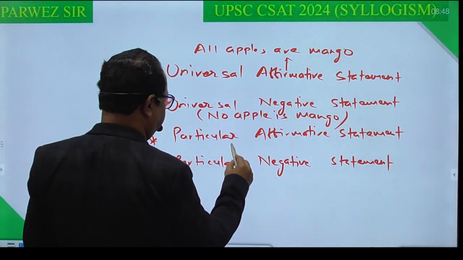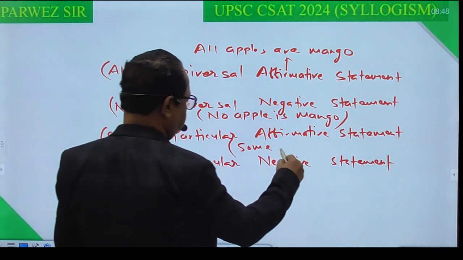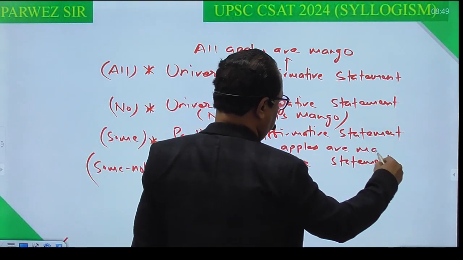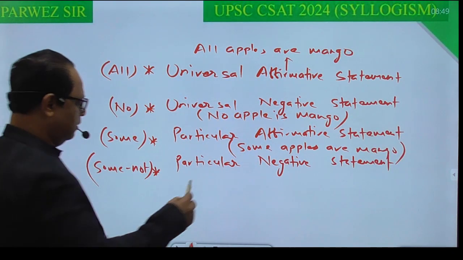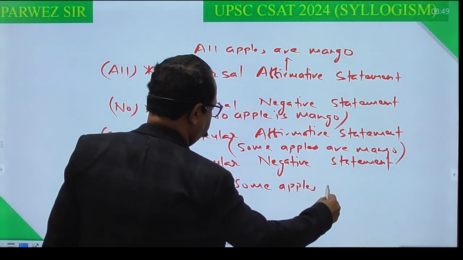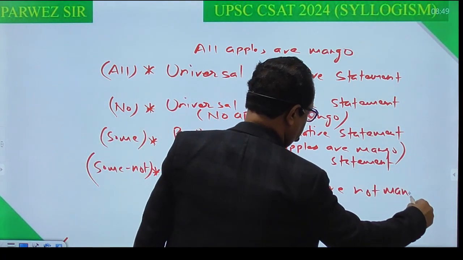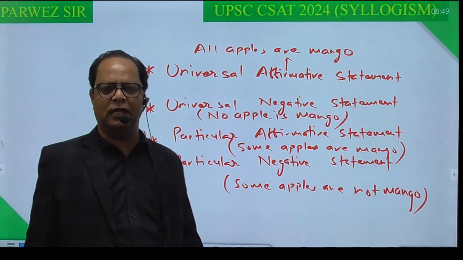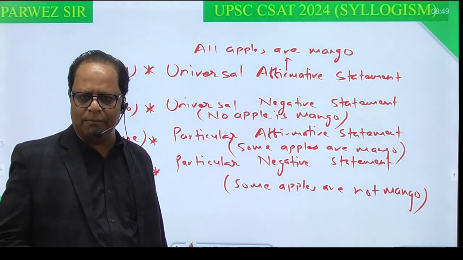And when you see in the question, some apples are mango, this is particular affirmative statement. And when you see some apples are not mango, it means this is a type of particular negative statement. So these are the types that we see in our examination.